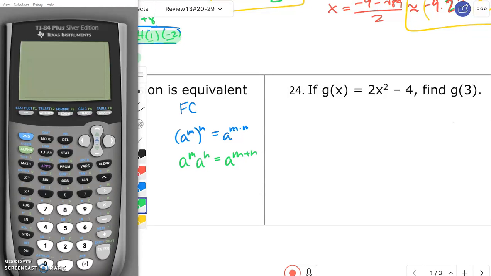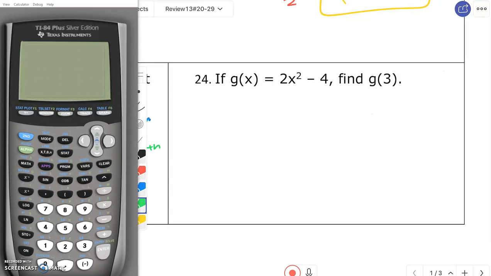Okay, review 13, number 24. We're looking at an equation and finding g of 3. So here we're looking to see what g of 3 is equal to. A way to think about this is it's kind of like an xy point. Noticing that it's g of x, 3 must be an x value.